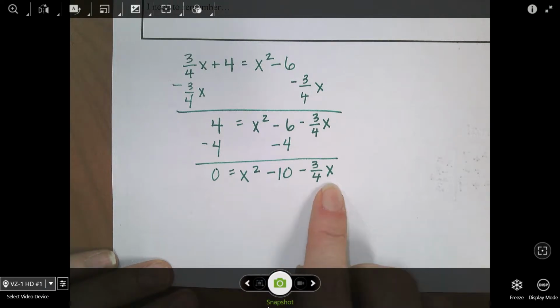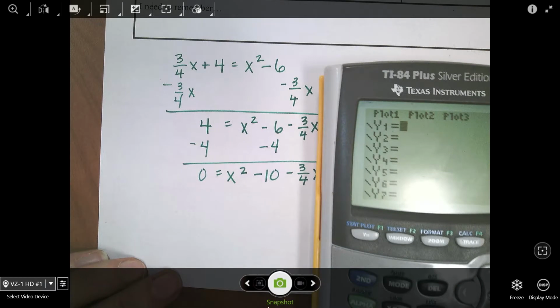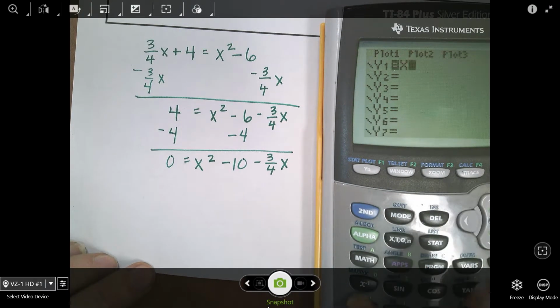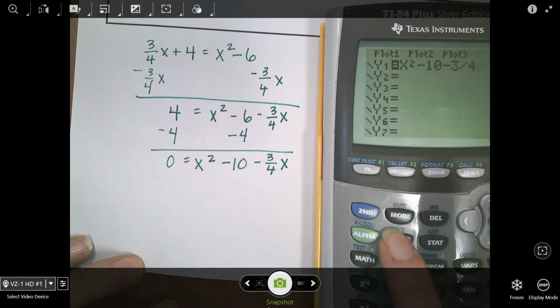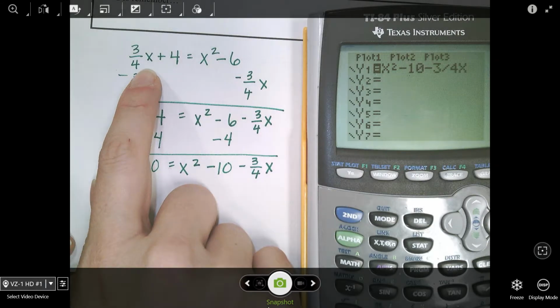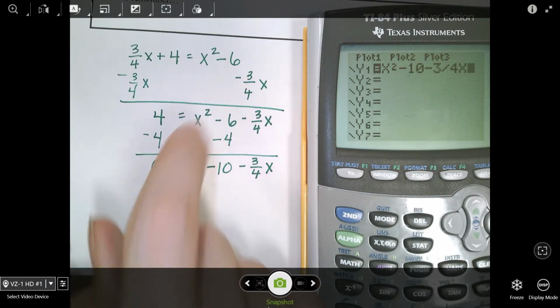So I'm just going to enter this. I don't need to switch these. It actually is going to graph the same exact way. So I'm going to enter the equation x squared minus 10 minus, and for the division, or for a fraction, I'm going to use the division key, 3 divided by 4x. So here's what my equation looks like when I enter it. So that looks a lot different than my original equation here, 3/4 x plus 4 equals x squared minus 6.